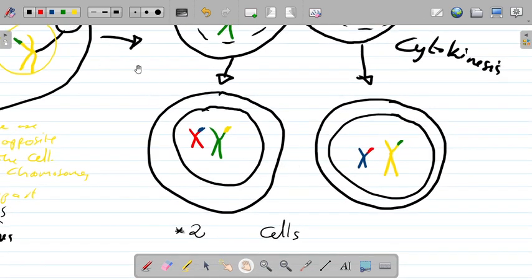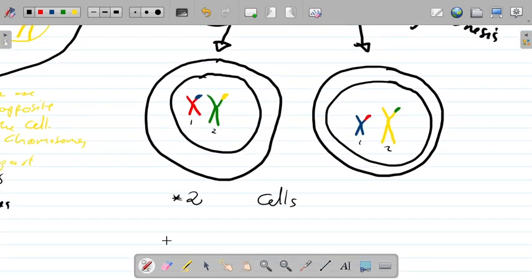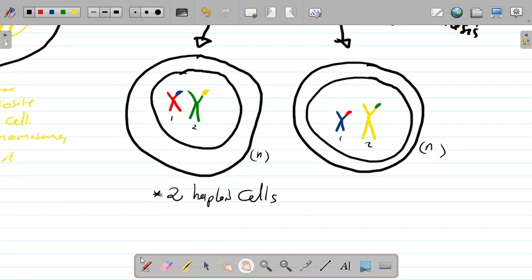Good. Now, notice how many chromosomes do we have in each cell? We have 1, 2 chromosomes, 1, 2 chromosomes. So the amount of chromosomes has been halved. This means we have 2 haploid cells, represented by N. 2 haploid cells have been formed.